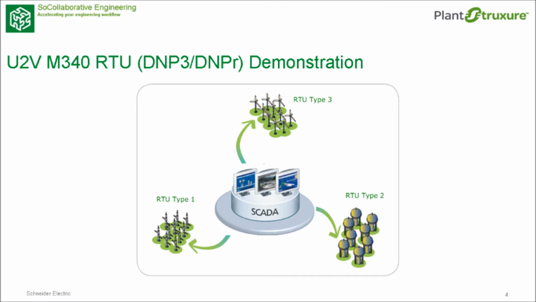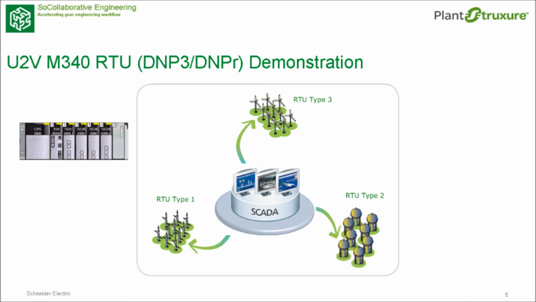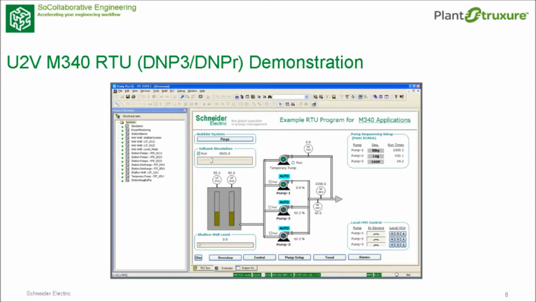Imagine that we need to create a solution using DNP3 protocol, including several different types of RTUs, and that there will be multiple RTUs of each type deployed. For the solution, I will use a Modicon M340, and this demonstration will focus on the RTU Type 1, for which I will create 3 instances.